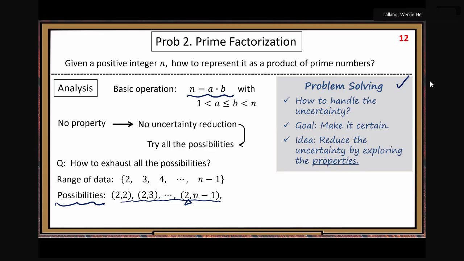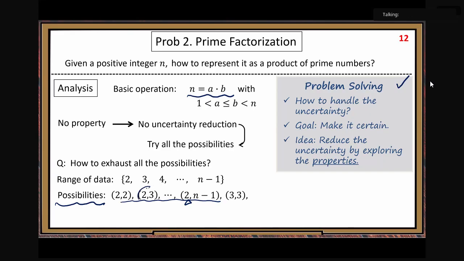Two components. Then, after that, our A could be 3. So then, the 3, 3 pair. Do we need to consider the 3, 2 pair? No. We do not need to consider the 3, 2 pair. Why? It's the same result as 2, 3.